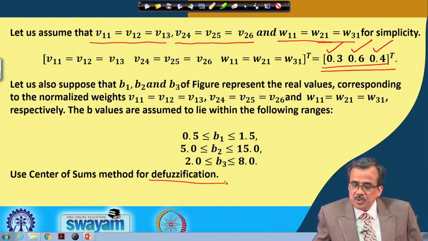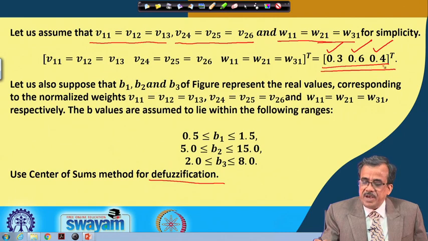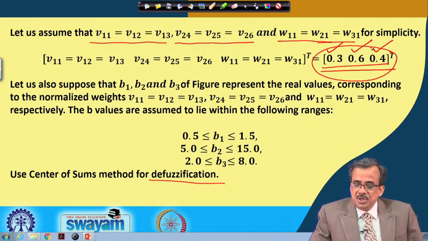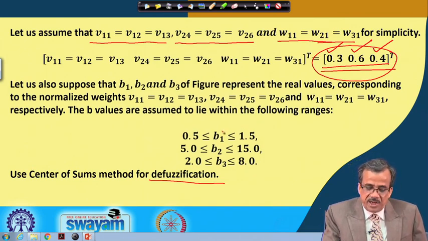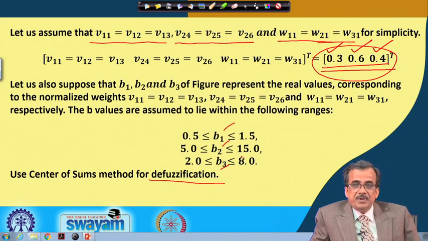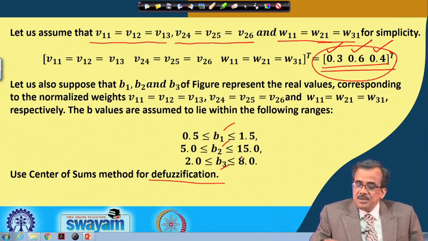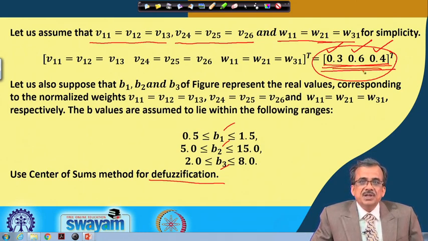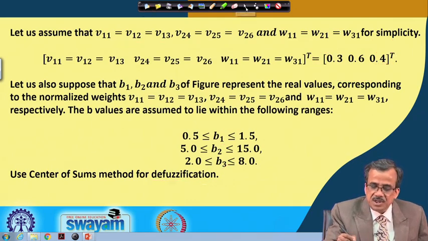Now, here one thing I should mention, that although these V and W values are in normalized scale, you will have to find out the real scale values corresponding to this normalized value, considering the ranges for the different variables like B1, B2 and B3. B1, B2, B3 have different ranges, and we will have to use this normalized value to find out what should be the actual real values for B1, B2 and B3. Now, this I am going to discuss in detail.